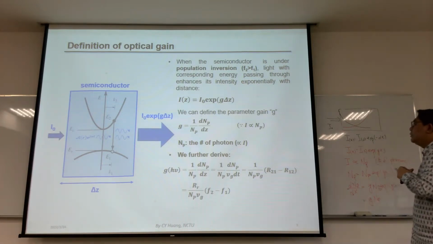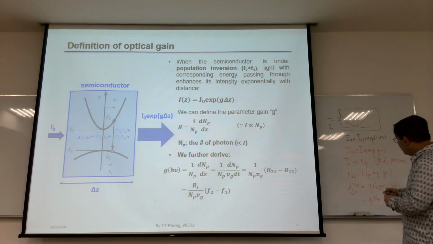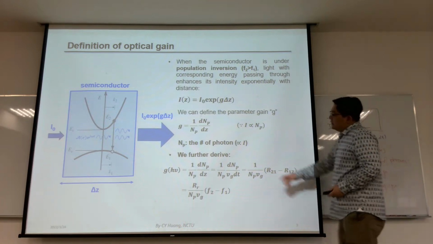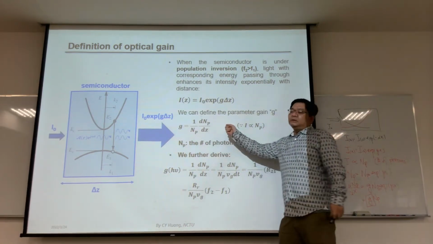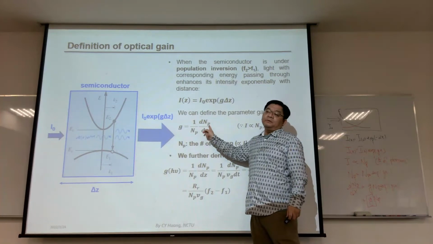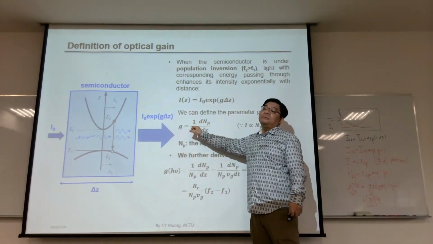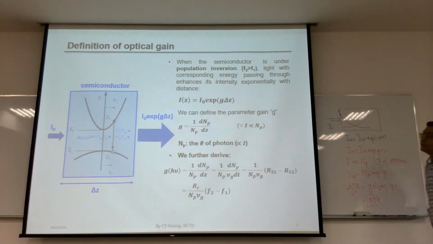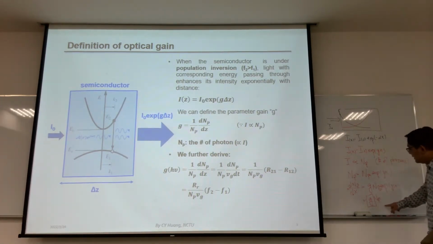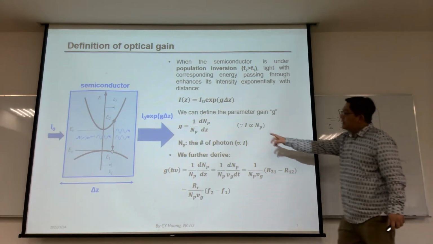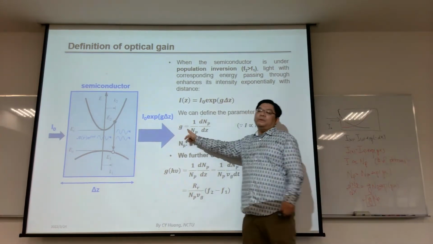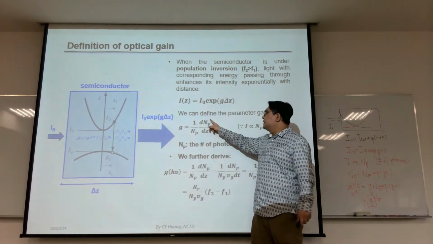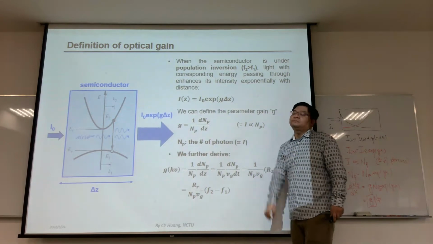So we can define the term g by the distance derivative of the photon number while the light is propagating in such a material. We just put N_P to the other side, so we get that g could be described as 1 over N_P times dN_P over dd.